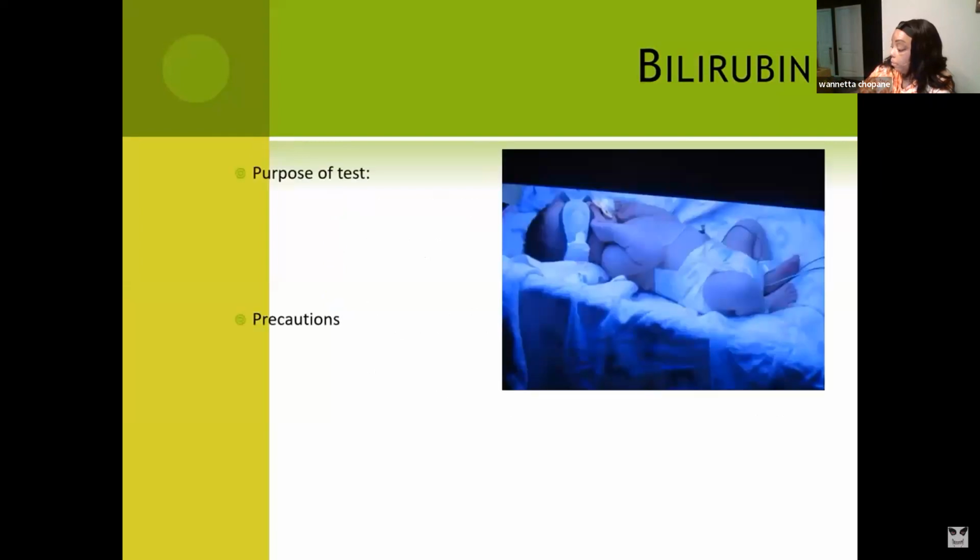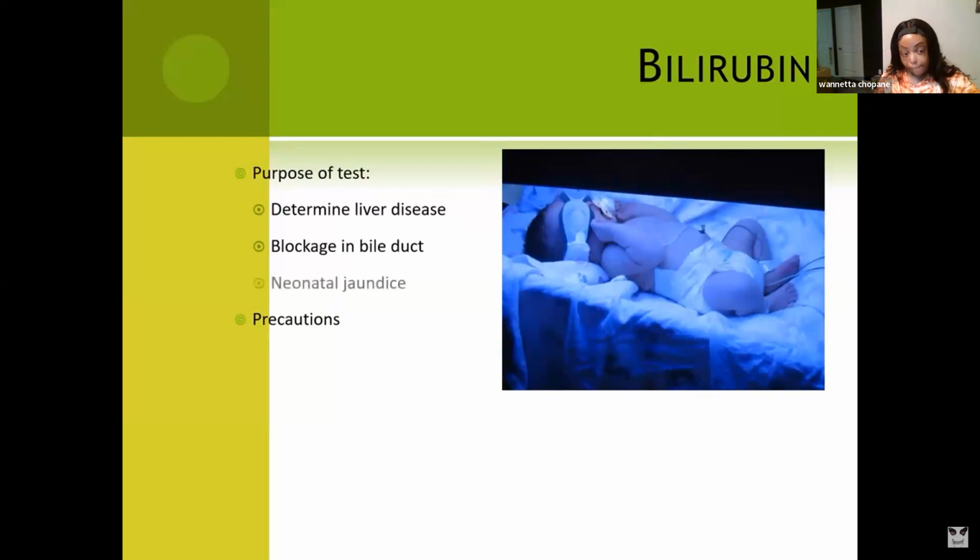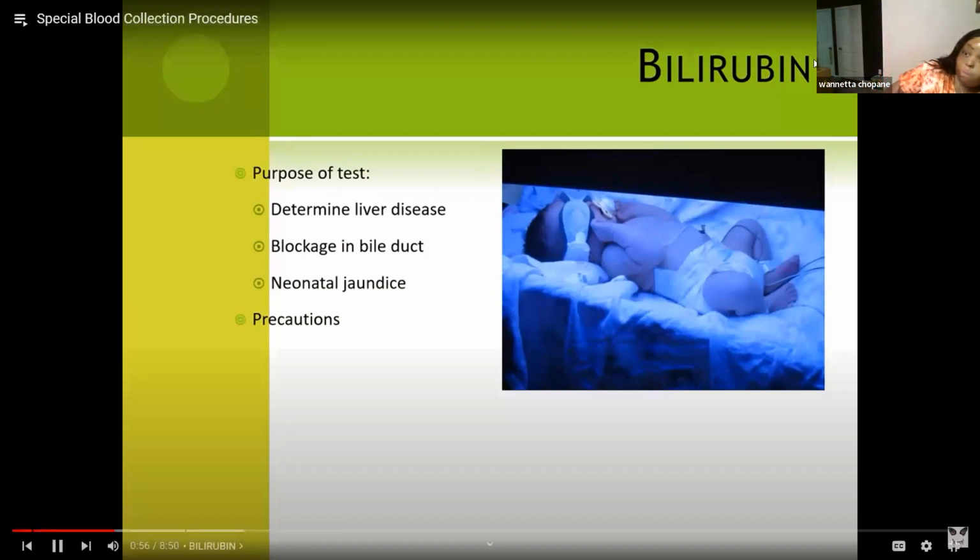Now, what would be the purpose of this test? Well, one, we will be determining liver disease. Another would determine blockage in the bile duct. And another is neonatal jaundice. And again, these are all associated with issues with the liver.